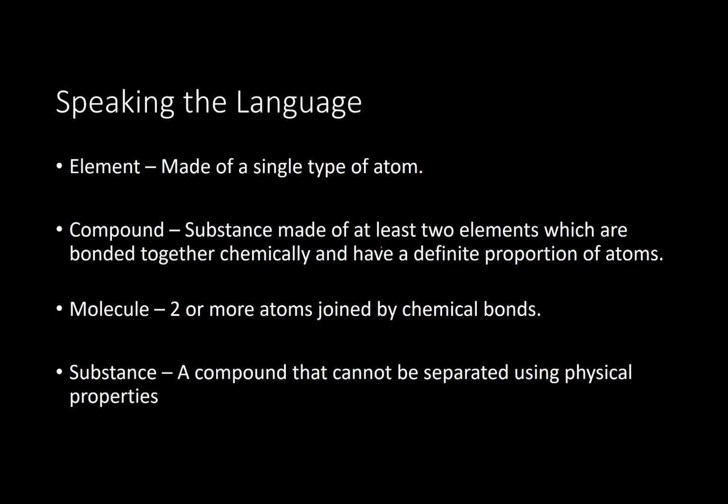Speaking the language, we've talked about some terms already. We'll talk about a few more here. An element is something that's made of a single type of atom. Let's give an example here.